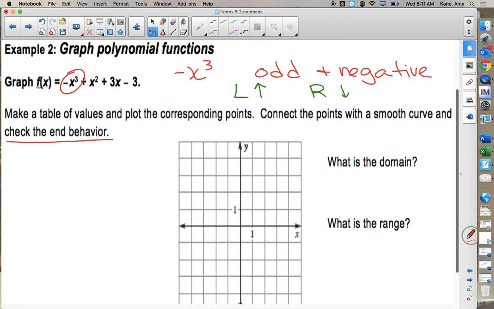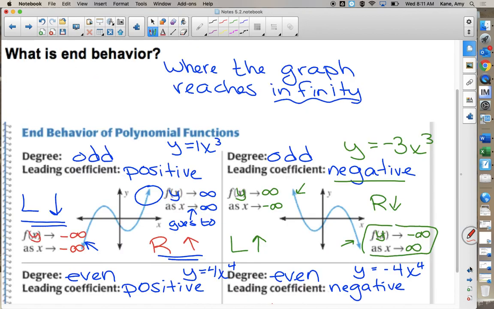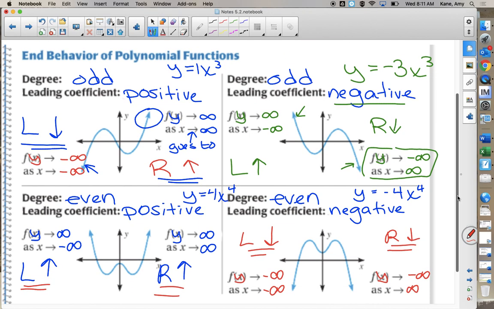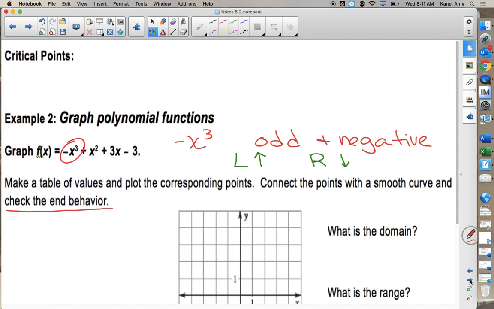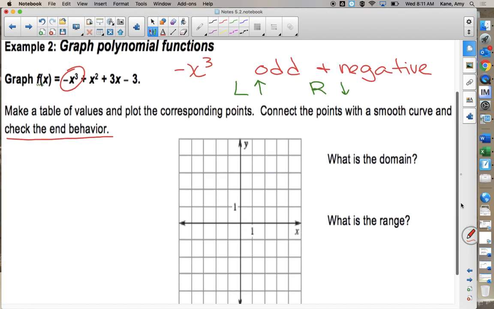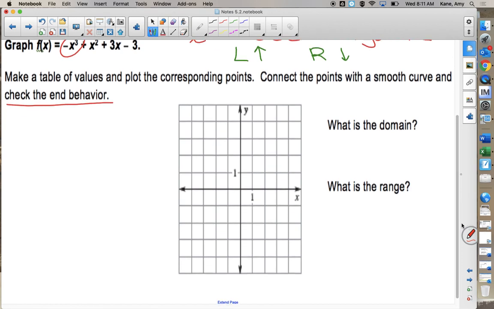So because the power is odd and there's a negative in front, that's this option up here on the right side. The left should go up and the right side should go down. So now we're going to see if we can graph that, and that should be where our graph goes. The left side should go up, the right side should go down. So the directions want you to make a table of values and plot the corresponding points. It says connect the points with a smooth curve. Polynomials are very curvy. They're going to have a couple of hills and valleys depending on the power. So we should see smooth curves in our graph.